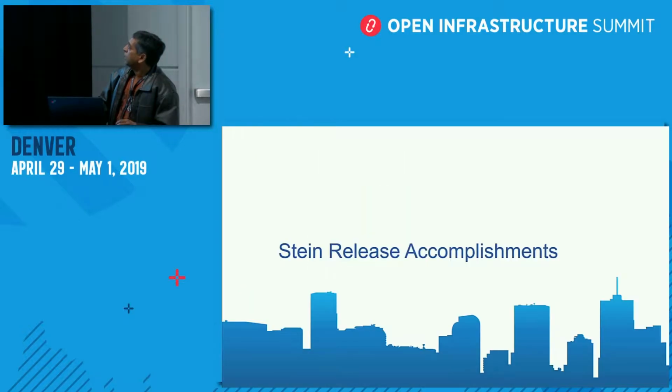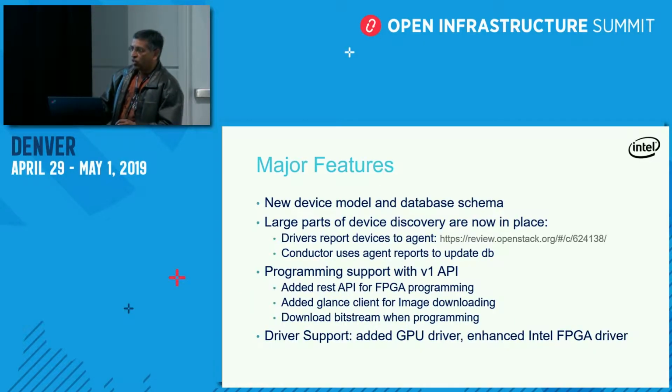What we got done in this release is that we defined a device model, which we think is fairly comprehensive. It abstracts a notion of a PCI device. We don't assume it's necessarily an SRIOV device, so you could have different kinds of devices. We implemented our database schema to reflect that. We also have a few drivers in place, so we can do some device discovery for FPGAs and GPUs.